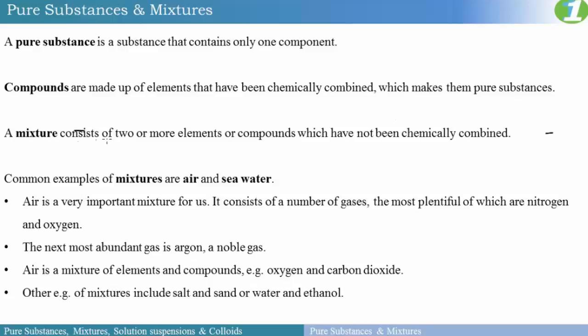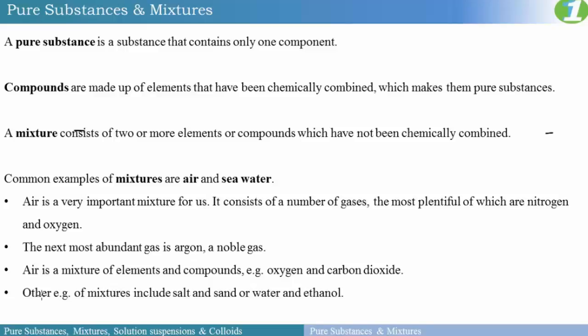Now, a mixture consists of two or more elements or compounds which have not been chemically combined. That is, it contains at least two physically combined compounds. It can be homogeneous or heterogeneous. Homogeneous means that the composition is the same throughout, whereas in heterogeneous substances, the composition is different. So you can tell the difference between one substance and the other.